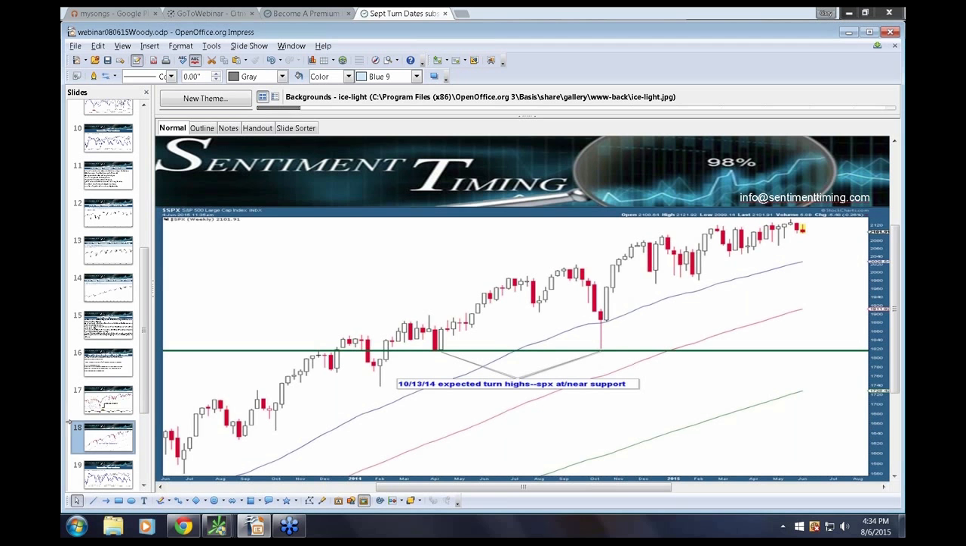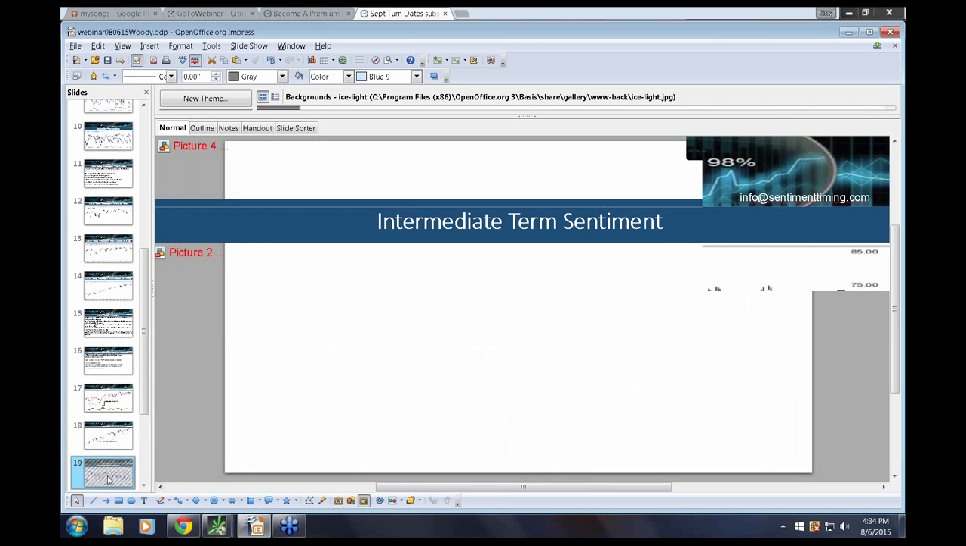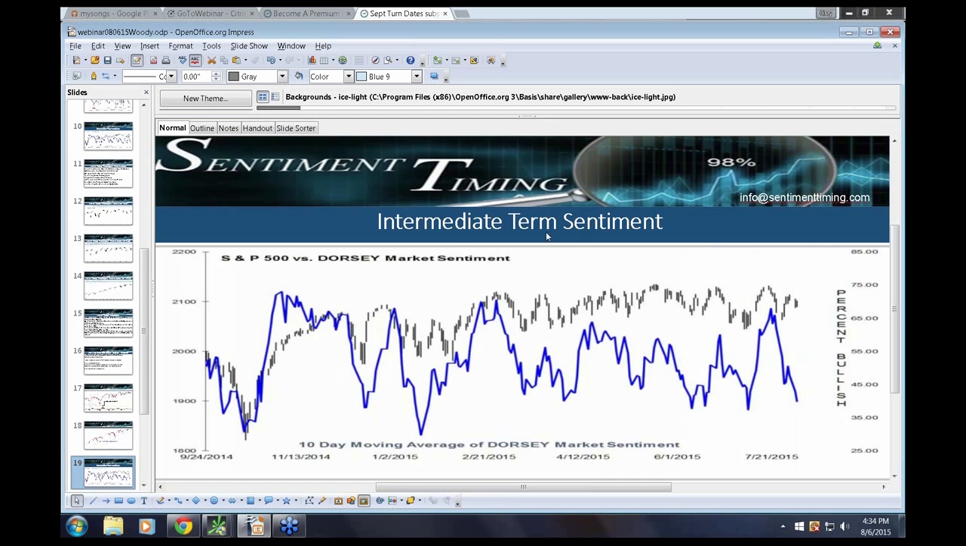Now that was just a black hole event. What I actually do with the reports now is we have our normal timing profiles that Woody puts out, so we know the time periods when to start expecting a turn.